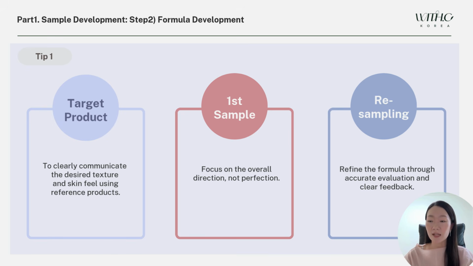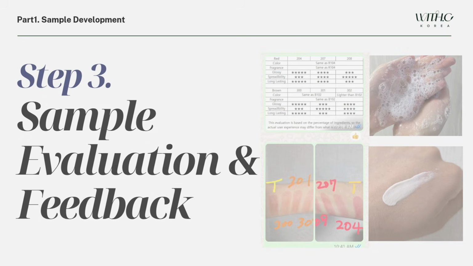Once the direction has been established, the next step is to evaluate the sample and decide what should be improved. Let's take a look at that process next. Step 3. Sample evaluation and feedback.